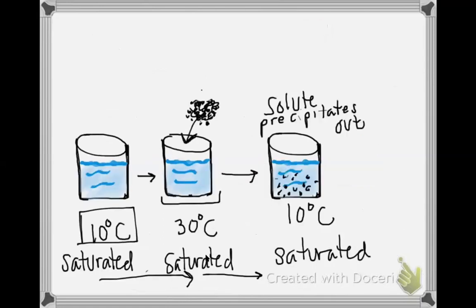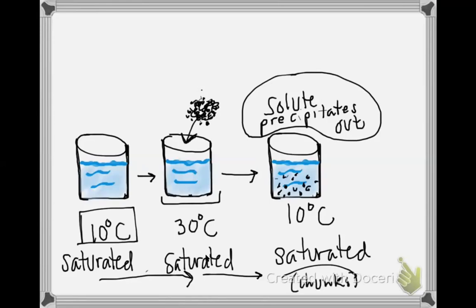So if we go through that scenario again, and we take our saturated solution at 10, heat it to 30 and add more solute, and then cool it back down to 10, but in this case, the solute precipitates out, we do not have a supersaturated solution. We just have a plain old, boring, saturated solution with some chunks. I hope that helped you understand unsaturated, saturated, and supersaturated solutions. If not, email with questions. Have a good night.